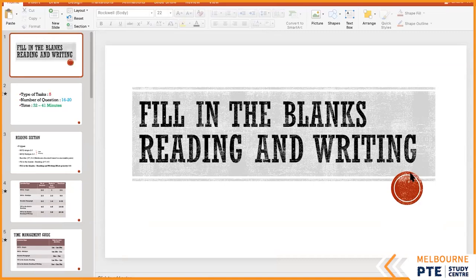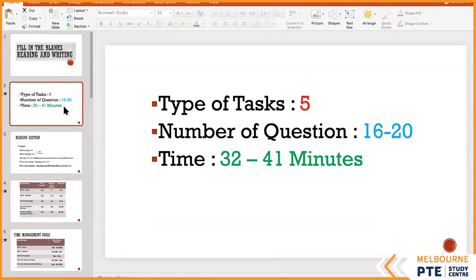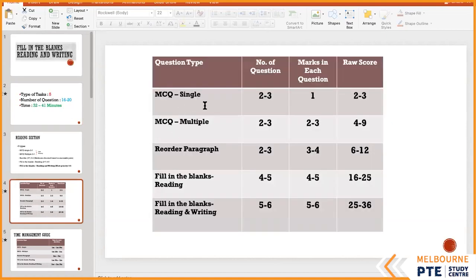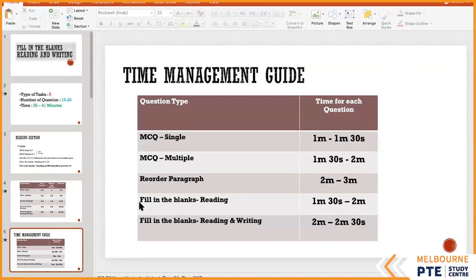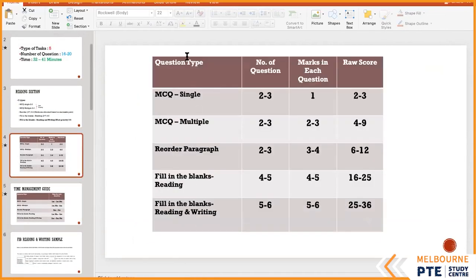First, what I'm going to do is give you a brief introduction of the reading section, and help you understand what you need to do. In the reading section, we have five types of tasks: fill in the blanks, MCQ single, MCQ multiple, reorder paragraph, fill in the blanks reading, and fill in the blanks reading and writing. These are the five types of things that we need to do in the reading section.